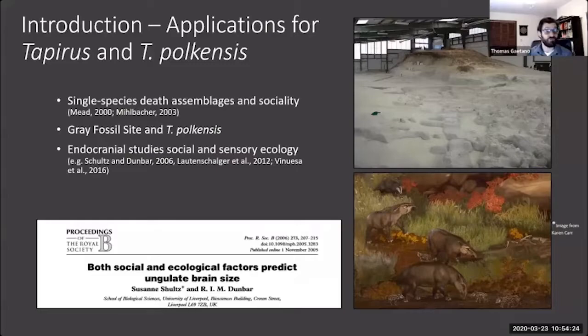Now, the Gray Fossil Site has a lot of Tapirus polkensis individuals, easily over 100 at this point, if not even more than that. But the geology doesn't quite meet the criteria to be able to say that, yes, we're seeing a different social ecology pattern for Tapirus polkensis. And that was one of the things I was most intrigued about, because endocranial studies are another method of researching and testing for these social and behavioral ecologies in extinct animals. So that prompted this endocranial endocast investigation in Tapirus polkensis and extant tapirs.